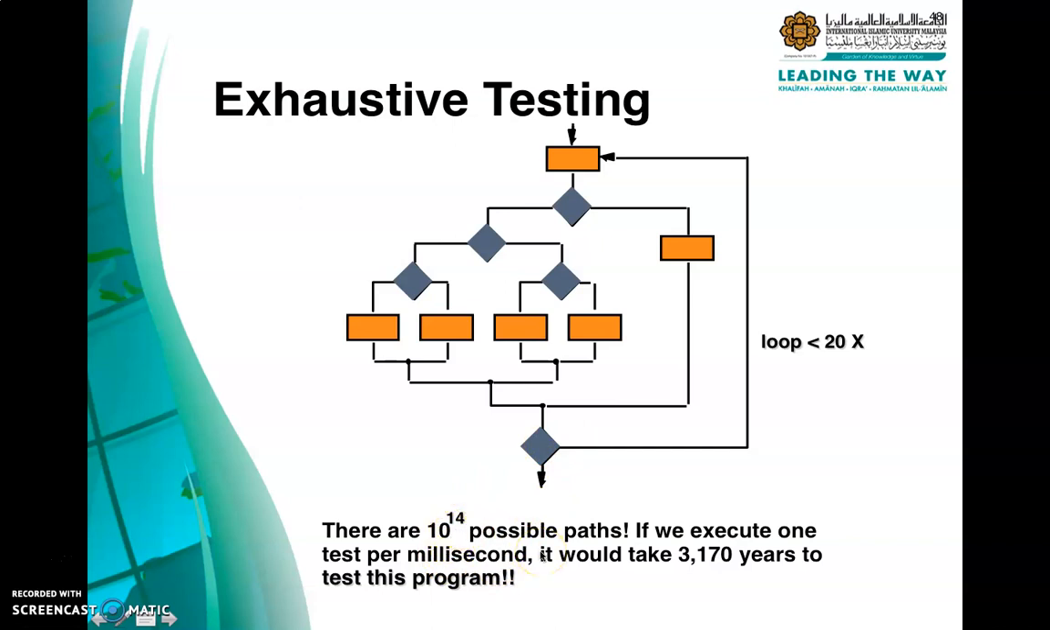If we were to consider this kind of conventional testing, and you were to execute one test taking about 1 millisecond per test, and you have this many independent paths, it would take around 3,170 years to test this program. So in those days, this kind of testing was of course impossible.